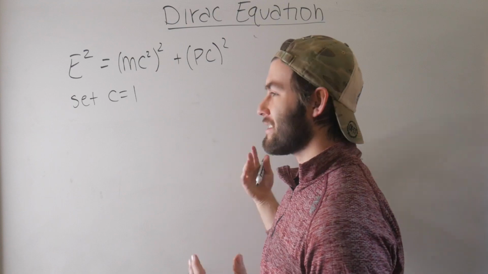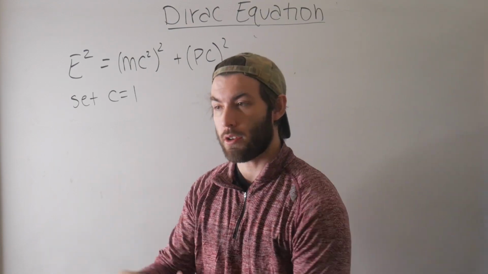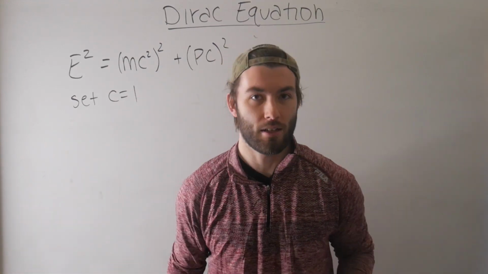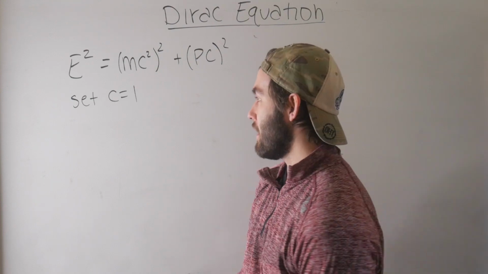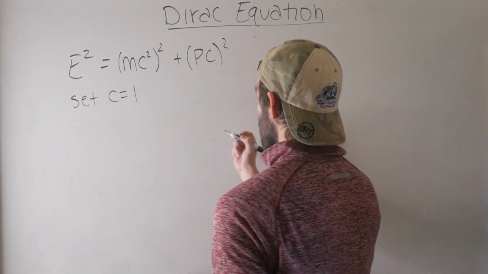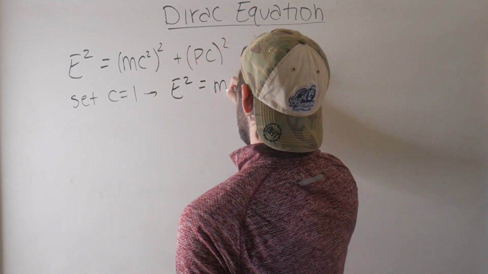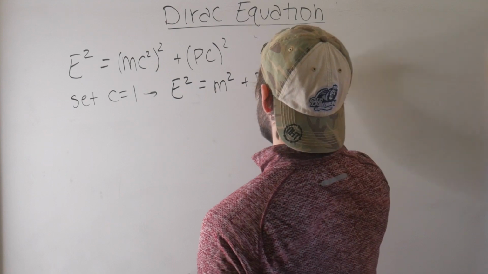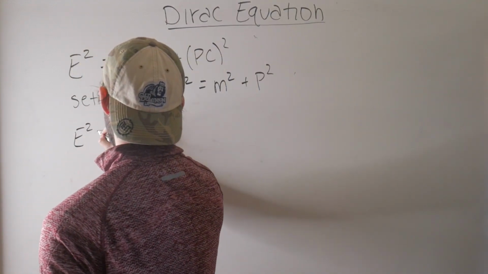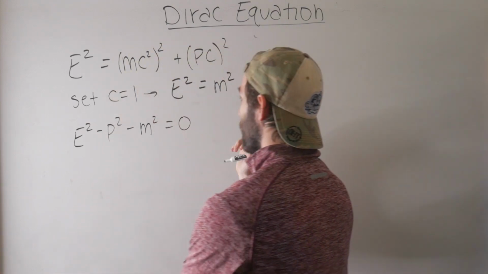What I'm doing is saying, instead of saying c is 3 times 10 to the 8th meters per second, I will choose a new unit such that c is one of those units. So define the Dotson equal to 3 times 10 to the 8th meters per second. Then c is approximately 1 Dotson. So if c equals 1, we can rewrite Einstein's relation as E squared equals m squared plus p squared. Let's subtract this over, and we get E squared minus p squared minus m squared is equal to 0.